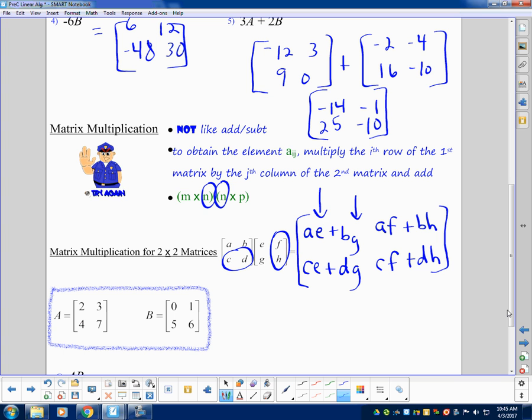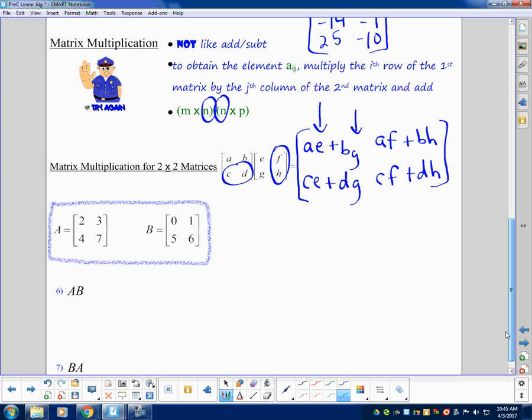Of course, you could do that formula for any size matrix, but the process is the same. Usually we just understand the process and then apply it to any size matrix. It's kind of hard to describe in words.